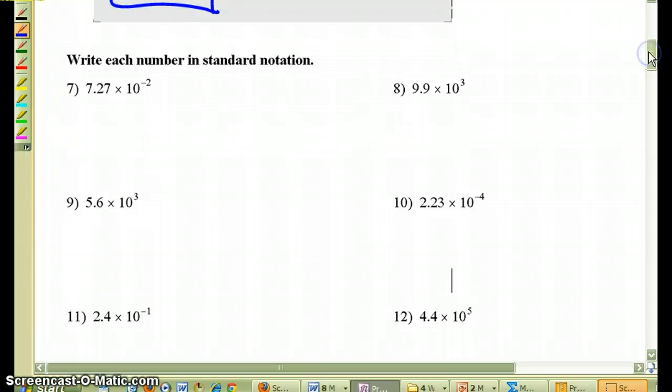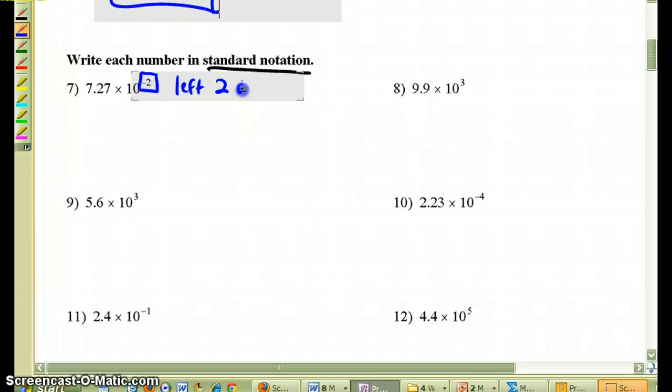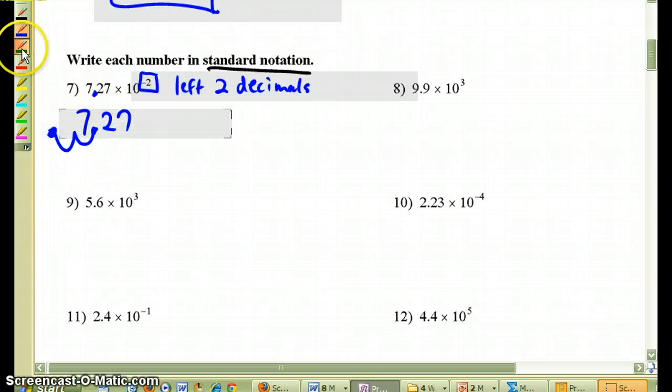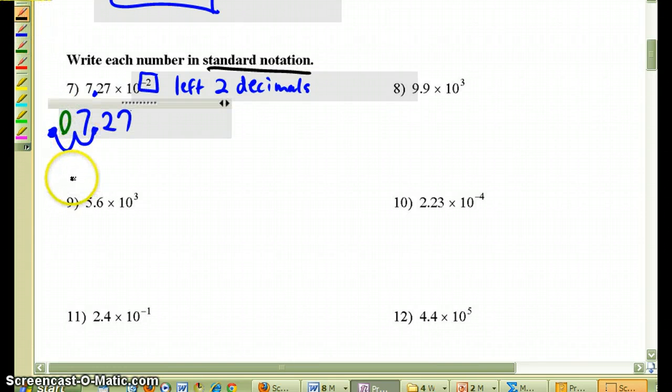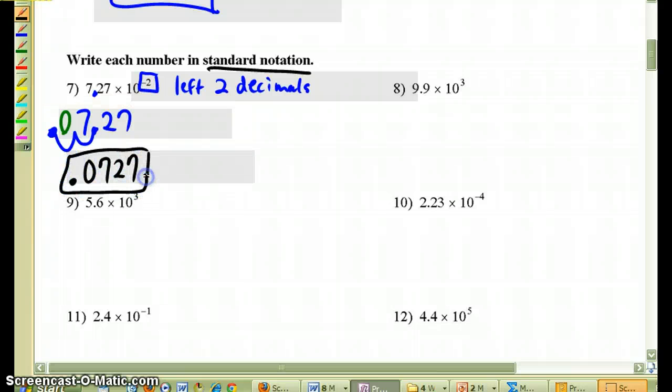Number 7, I'm working now backwards and writing it in standard notation, so I have scientific notation, but I'm writing it in standard. Because it says negative 2 as the exponent, that tells me I'm going to go left 2 with the decimal. So I'm going to take the decimal, 7.27, move it 2 to the left, 1, 2. It'll end here. And I'm going to add a 0 in between to hold that place. So the answer, 0.0727, would be my final answer.